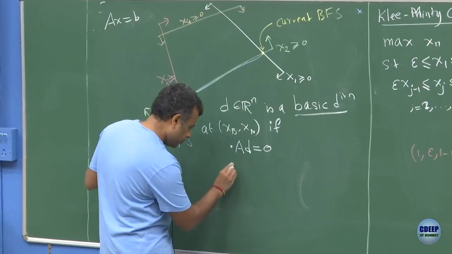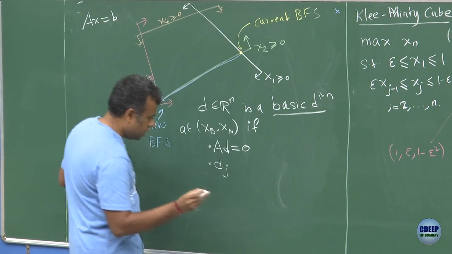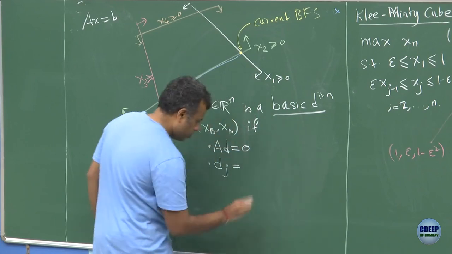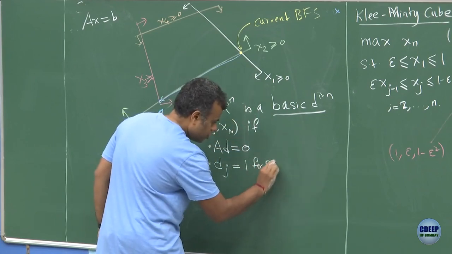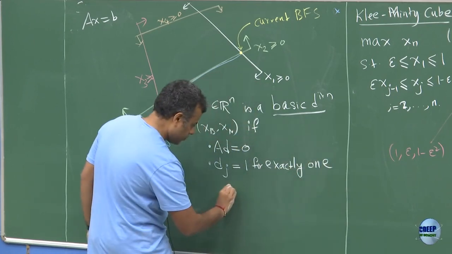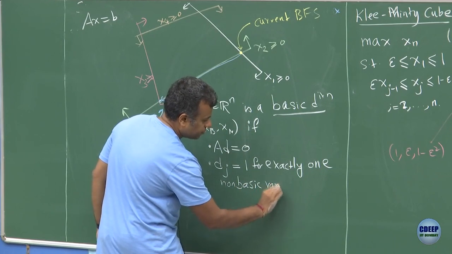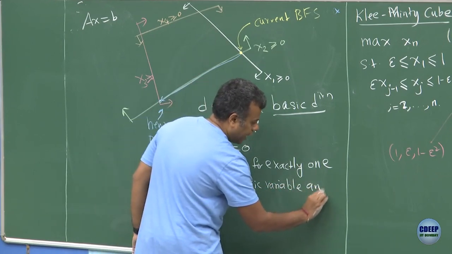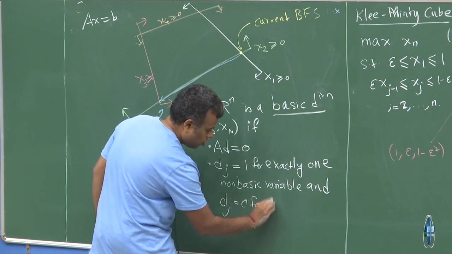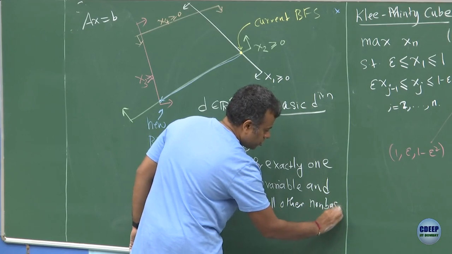And dj is 1 for exactly one non-basic variable and dj is 0 for all other non-basic variables.